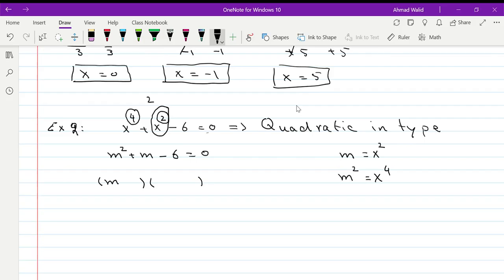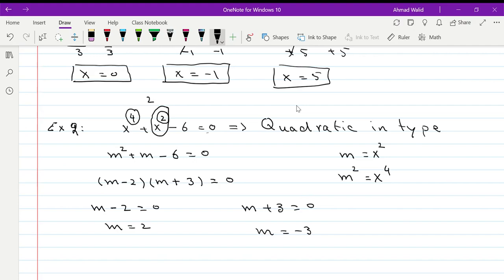M and M, two numbers to multiply gives you 6, to add gives you positive 1. Of course, 3 and 2. Negative 2 and positive 3, equal to 0. Set each parenthesis equal to 0. M minus 2 equal to 0. It means M is equal to 2. And here, M plus 3 equal to 0. It means M is equal to negative 3.